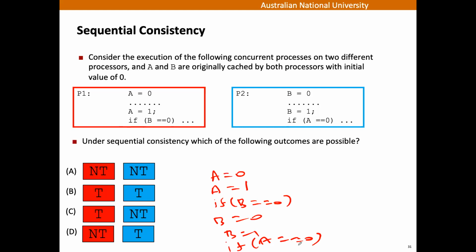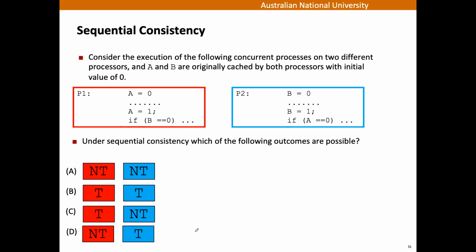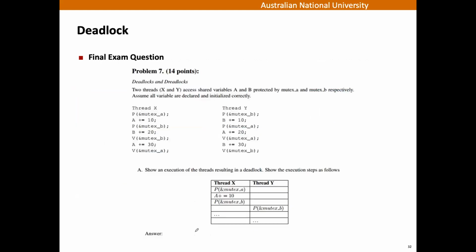And because this branch executes before the B equals 1 assignment, so 3 outcomes are possible under sequential consistency. And the programmer can be 100% sure that taken can never happen. And this helps you write parallel programs and reason about it. Okay, deadlock.